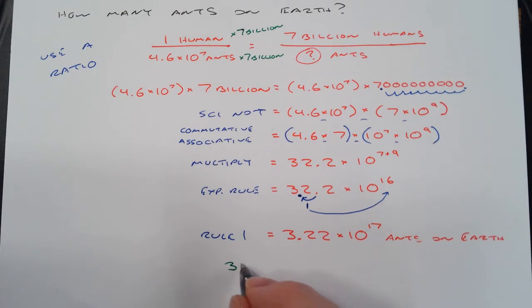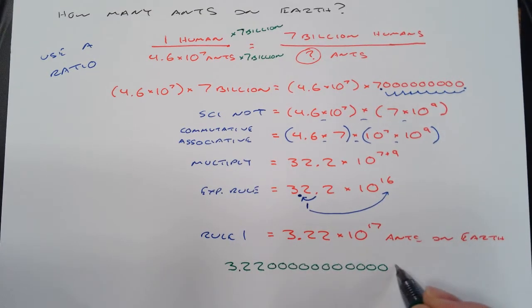3.22 is 322. Here's where the decimal used to be. I need to move it 17 places. That means 1 place, 2 places, which means I need 15 zeros. 1, 2, 3, 4, 5, 6, 7, 8, 9, 10, 11, 12, 13, 14, 15. That, my friends, is how many ants are on Earth. Let's see, hundreds, thousands, millions, billions, trillions, 322 quadrillion ants on the planet Earth.